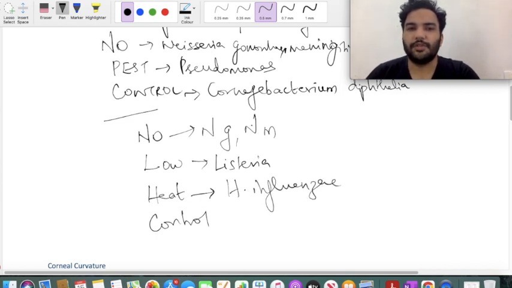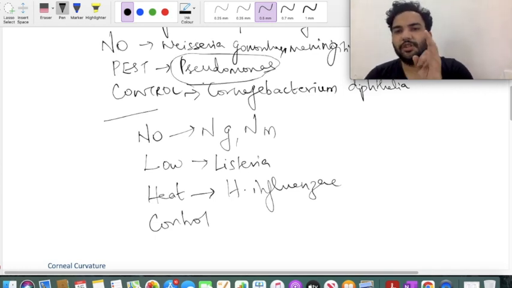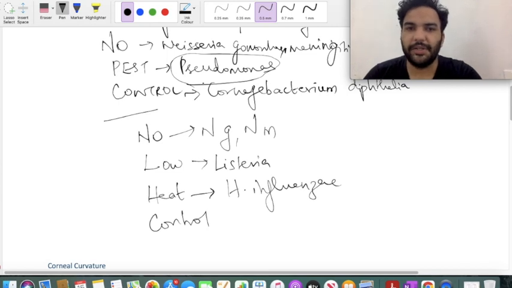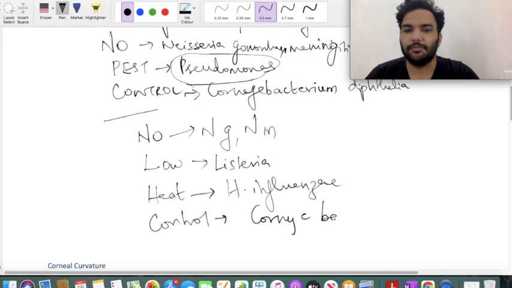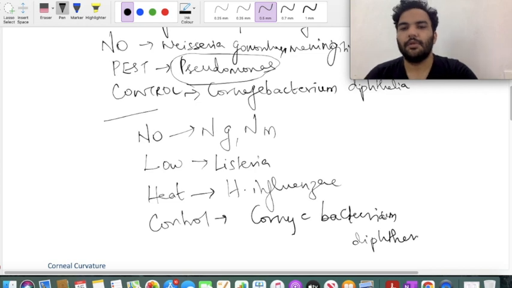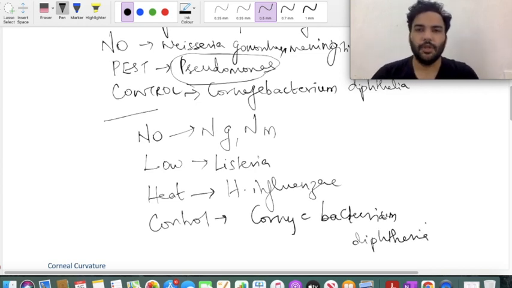No more Pseudomonas. Pseudomonas cannot penetrate intact corneal epithelium, but it can destroy the cornea within 2 days. But it cannot penetrate intact corneal epithelium. So Haemophilus influenzae, and the control stands for Corynebacterium diphtheriae. Sorry, there's some lag. So these are the organisms which can penetrate intact corneal epithelium.